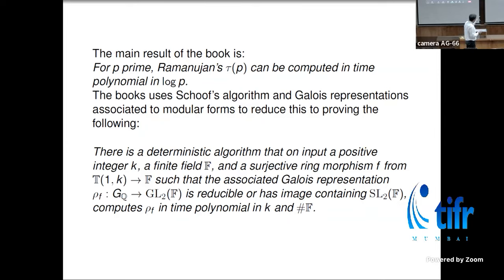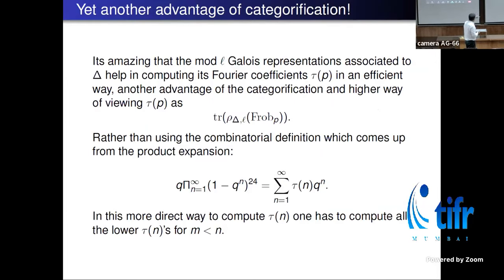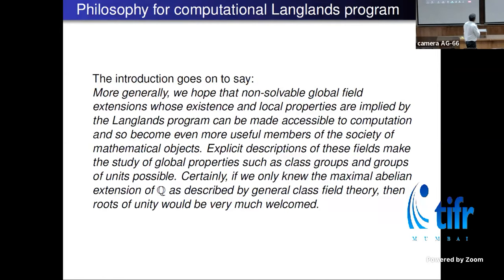Bas and his co-authors wanted to generalize this to motives of higher dimension, or varieties like the things coming from the delta function. On the other hand, if you just try to use the definition of tau(n), multiplying out this q-product expansion, you won't get a good algorithm. Because to compute tau(n), you need to compute all the tau(m) for m less than n, and so it won't be polynomial in log of p order.